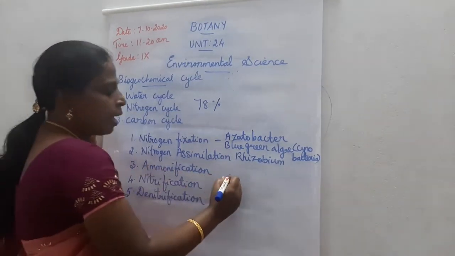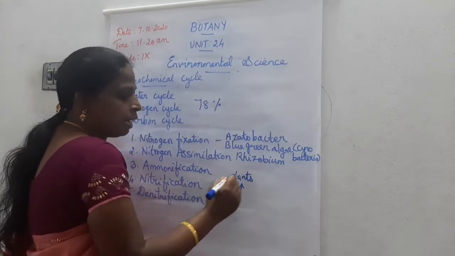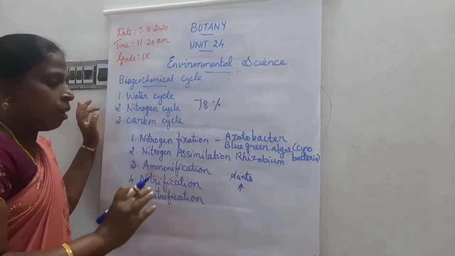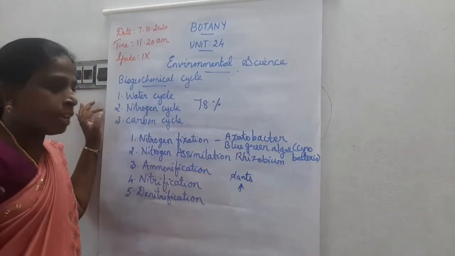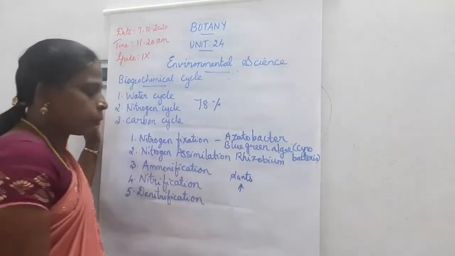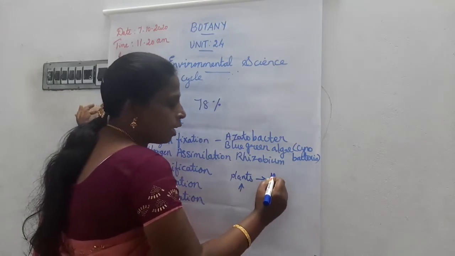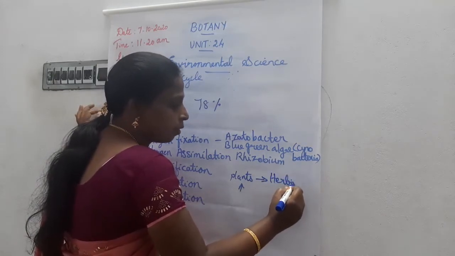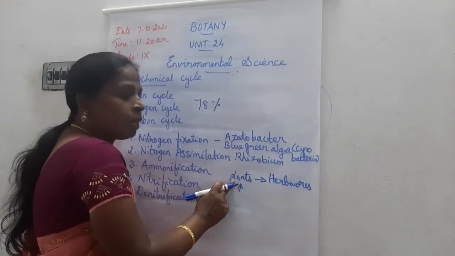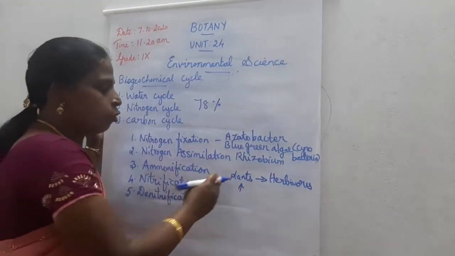We all know the plant absorbs the nitrate ion and it is converted into proteins and nucleic acid. Now the protein present in the plant body is called plant protein. It is transferred to the animals. So we all know the herbivores consume the plants. They depend upon plants for their food. They are consuming the plants.